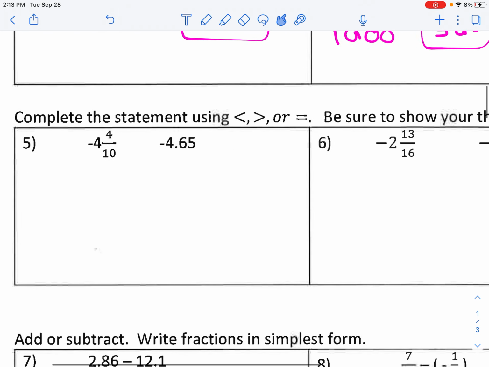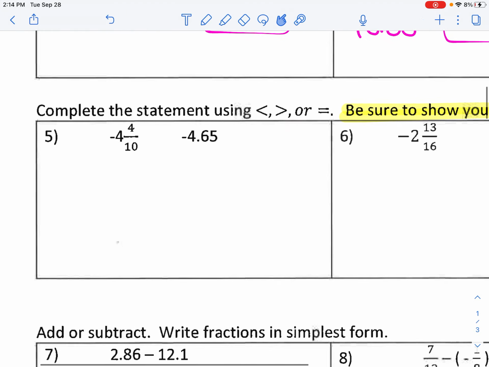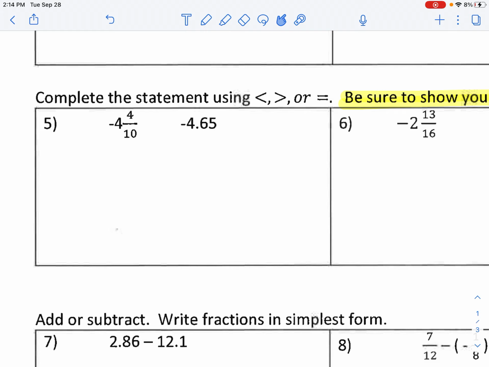Complete the statement using less than, greater than, or equal to. Be sure to show your thinking. So on your test, if you just have a sign with no math, you're not going to earn any points. You have to show me why you chose less than, greater than, or equal to.